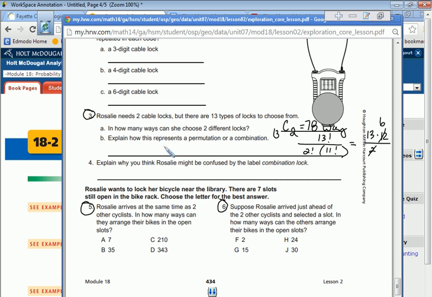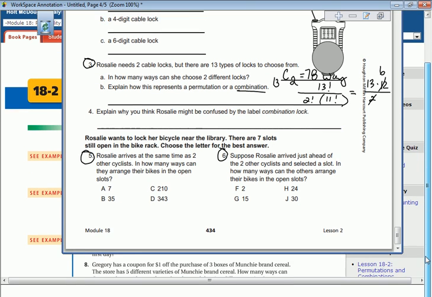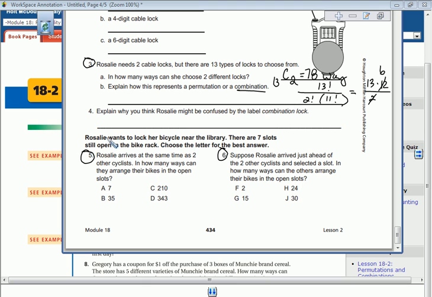Okay, and we talked about why we call that a combination. It's the same way you did those, but it's 6 digits. You put a 6 instead of 5. Okay, and let's take a look at 5 and 6. Rosalie wants to lock her bicycle near the library. There are 7 slots still open on the bike rack. Choose the letter for the best answer. Rosalie arrives at the same time as 2 other cyclists. How many ways can they arrange their bikes in the open slots?